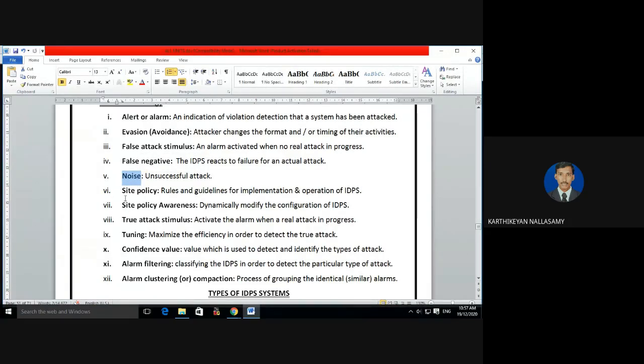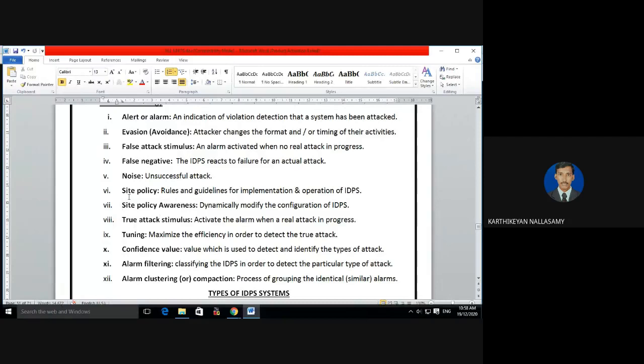And the next one is site policy. It is very, very important. Site means the location where you are going to implement the IDS concept. So that is called the site policy. This policy defines a set of rules and regulations, or provides some guidelines, for implementing IDS systems in our organization. And the next thing is site policy awareness.